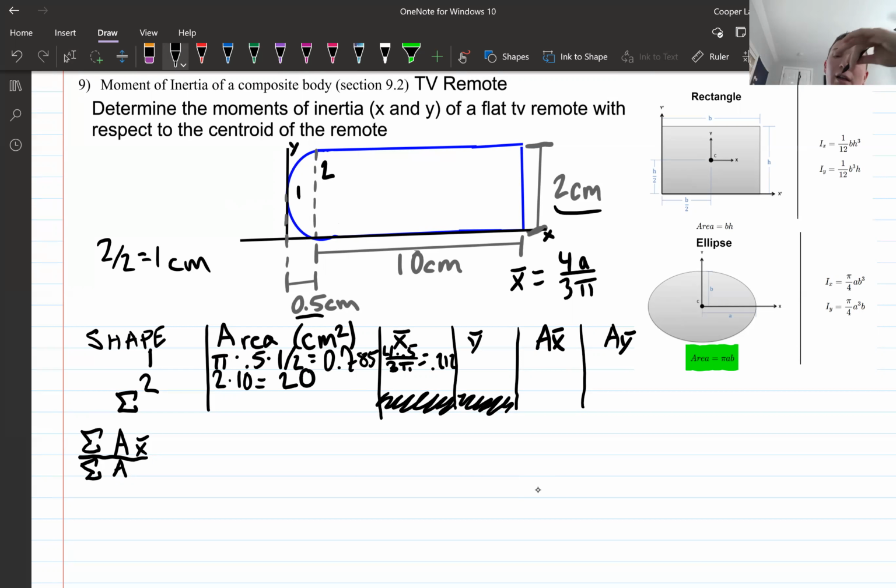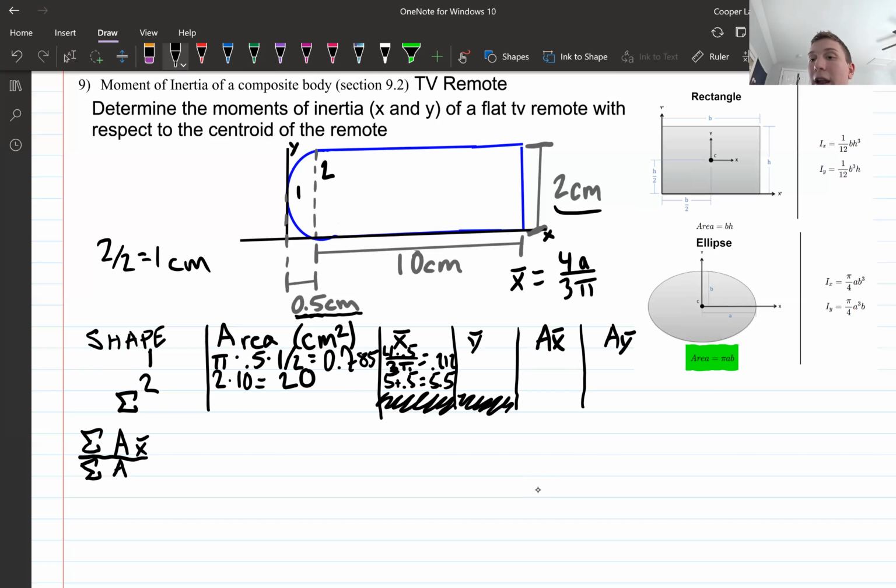Now we're going to calculate x bar for our rectangle. That one's a little easier because I take my 10 and divide it by 2, so 10 divided by 2 equals 5. However, that would be if it was pressed against the y-axis, and it's not. We actually have this gap of 0.5 centimeters right here before the rectangle starts. So we have to add 0.5 to that, which gives us 5.5.